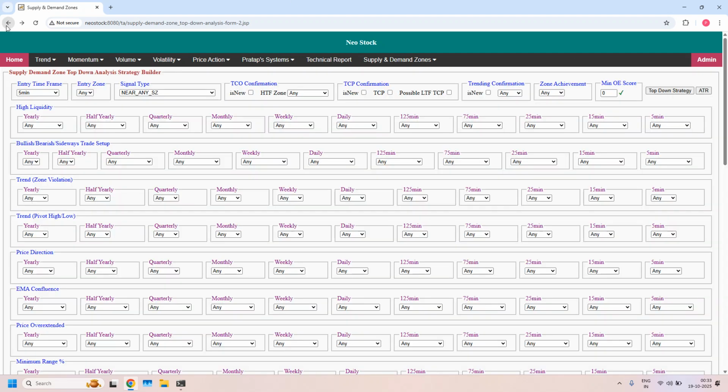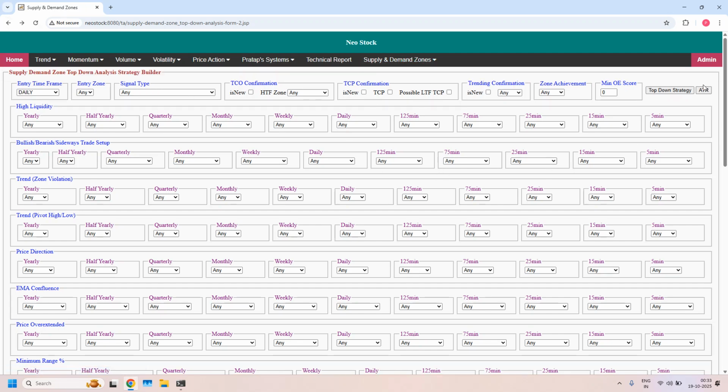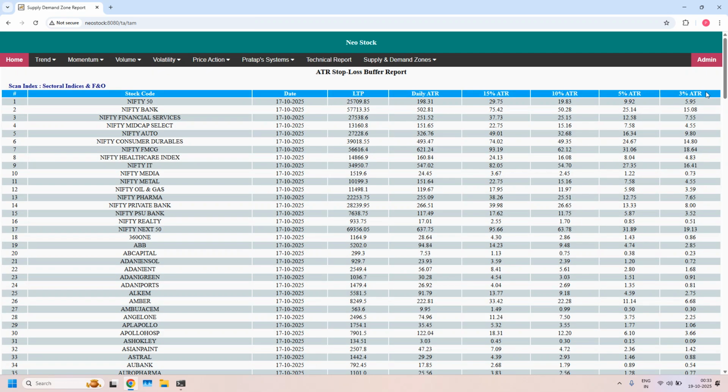So final report, I am generating stop buffers based on daily ATR. First 17 in this list are indices, remaining all are equity stocks. I am scrolling the list down. Whichever the stock you want to refer, there pause the video, study the report. After that you can proceed. Okay, I am scrolling the list down.